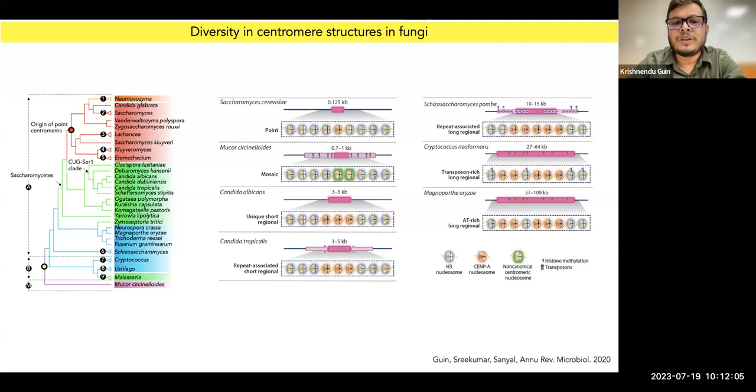So the interesting point is that the centromeres in fungal species are not conserved in terms of their length as well as the repeat content and organization of the repeats. They're very diverse, similar to the other species that I was talking to you about earlier. So this diverged property of centromere sequences, this idea of centromere divergence, is interesting from an evolutionary perspective.